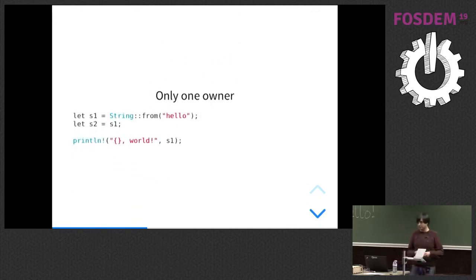The concept is very simple. Each resource can only have one owner. So once you assign a resource to a variable, for example here, it's owned by that variable. In this example, this code won't work because once you assign S1 to S2, you have passed the ownership over to S2, and you cannot use S1 anymore because it doesn't have any resources assigned to it anymore.